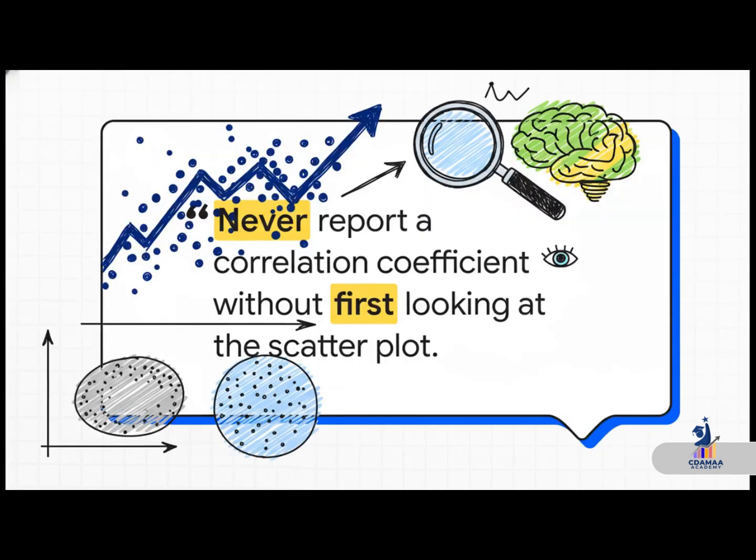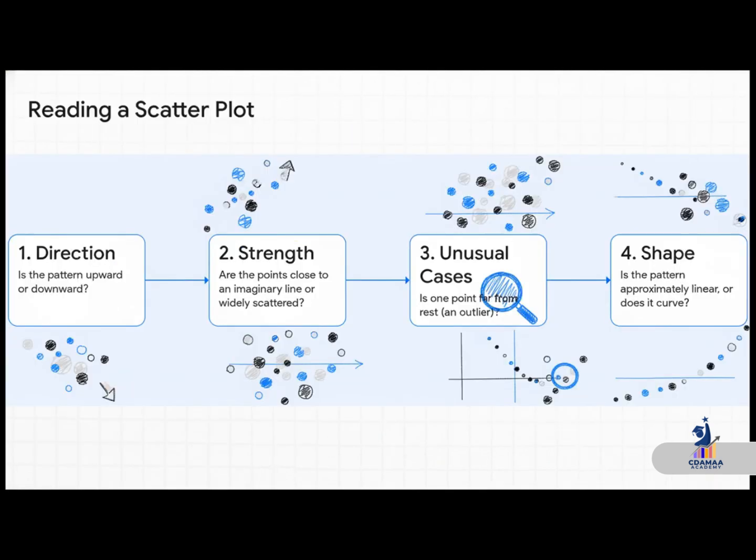Okay, now before we even think about doing a calculation, I'm going to give you the number one most important rule of data analysis. Seriously, burn this into your brain. For any serious analyst, this is an absolute law. You always look at the picture of your data first. And when you look at that picture, which we call a scatter plot, you're not just looking at a cloud of dots.